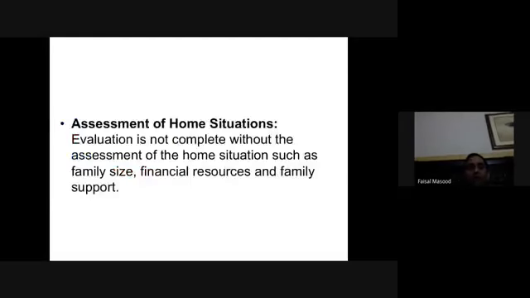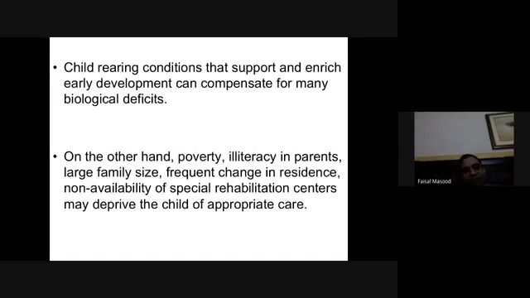You must assess the home situation, whether the parents and the child are able to cope up with the deficient child rearing conditions. You must facilitate. On the other hand, poverty, illiteracy in parents, large family size, frequent change in residence, non-availability of special rehabilitation centers may deprive the child of appropriate care.